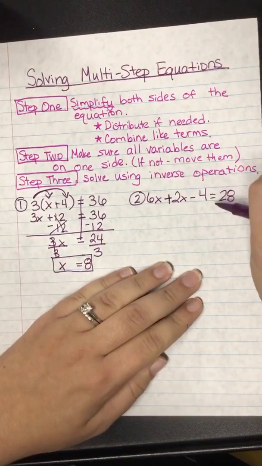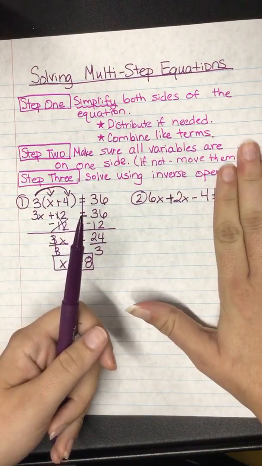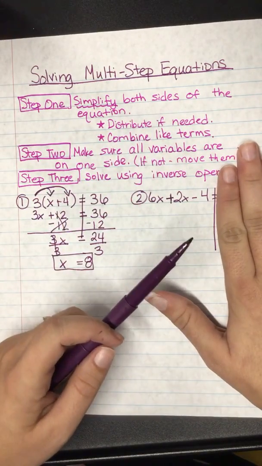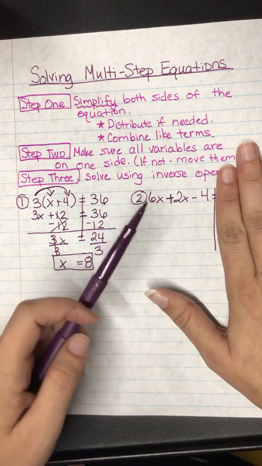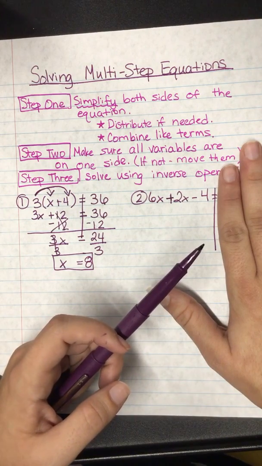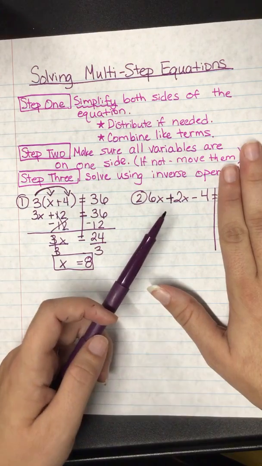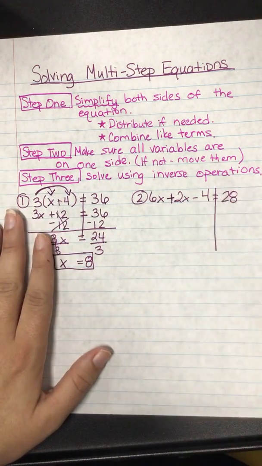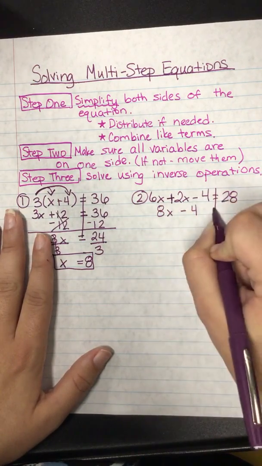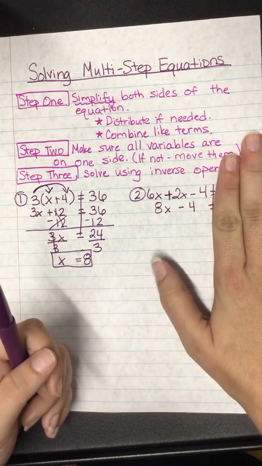We're going to draw our line so we can look at both sides of our equal sign. Looking at the left, I'm going to look to see if I can simplify both sides of the equation. Is there anything I can simplify on the left? Yes. I can combine 6x and 2x. What is 6 plus 2? 8x minus 4 equals 28.